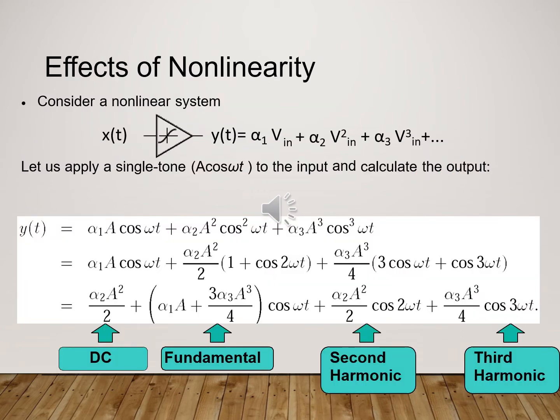Now, to study the effects of nonlinearity on the system, let us consider the following system. As you see, x of t goes into the amplifier and gives y of t. Y of t is modeled by a Taylor series, as we considered previously. Let us apply a single tone A cosine omega t to the input and calculate the output. When you calculate the output based on this model, you will get the following answers in the slides. You have the DC component, then the fundamental, the second harmonic, then the third harmonic, as you see. And if you extend the level of the inputs, you will get more harmonic terms.